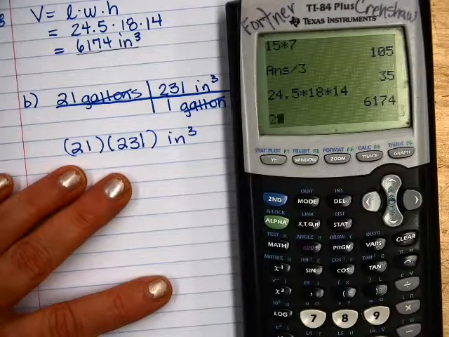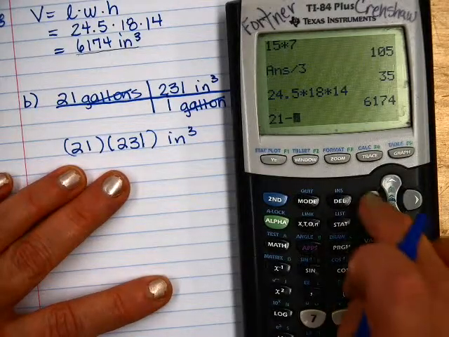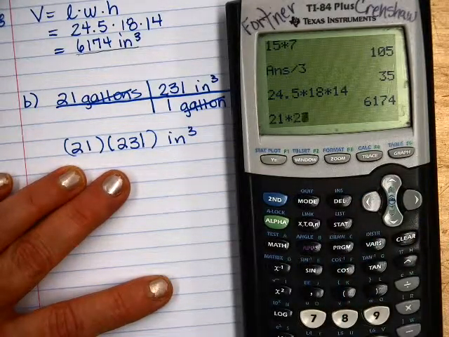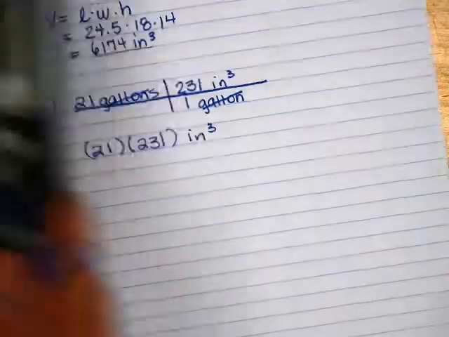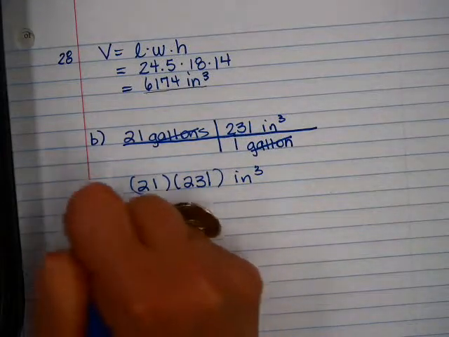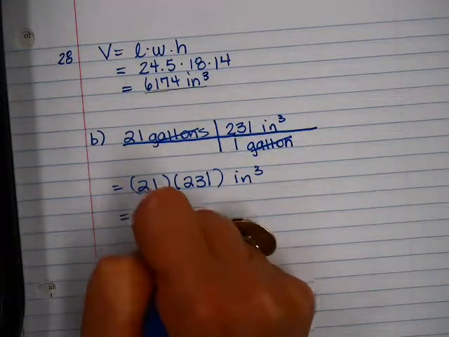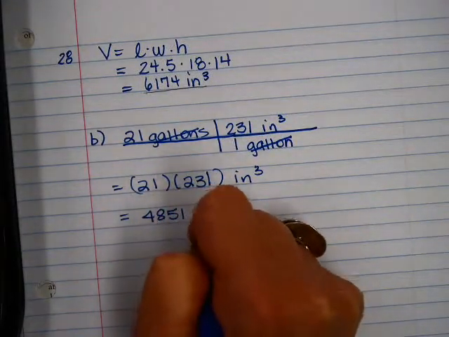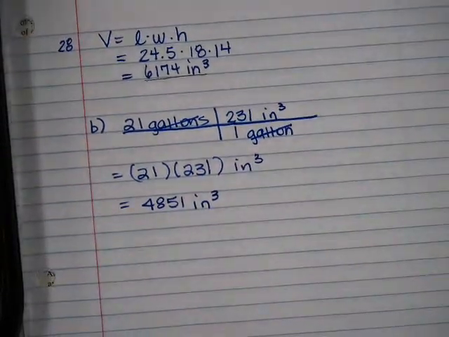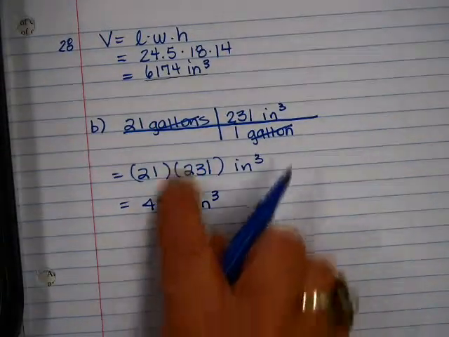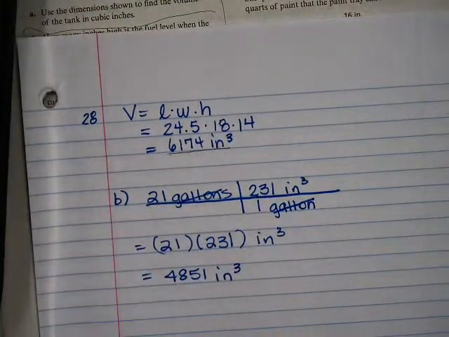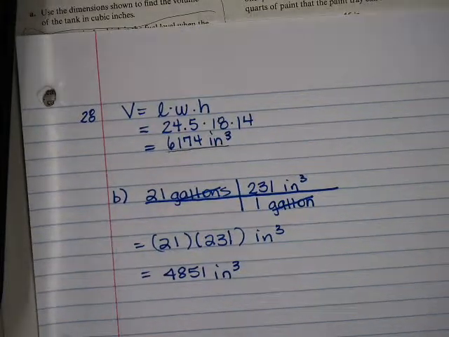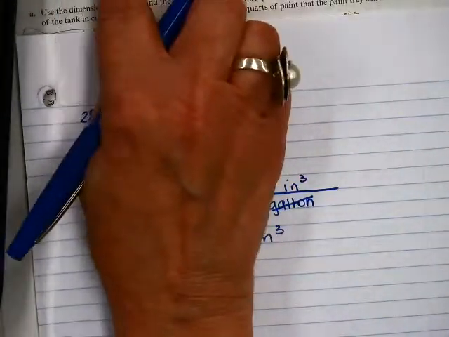Okay, so I have 21 times 231 equals 4,851 cubic inches. So that equals 4,851 cubic inches. Alright, so that's good because that tells me here's this tank and I've got 4,000 something and a 6,000 something volume. So it's not overflowing, is it? It's not full. There's going to be a space.